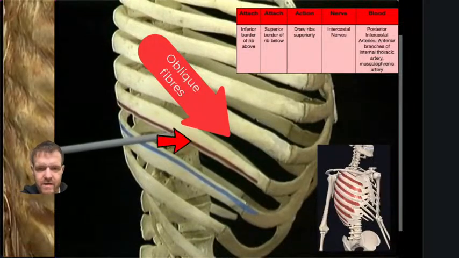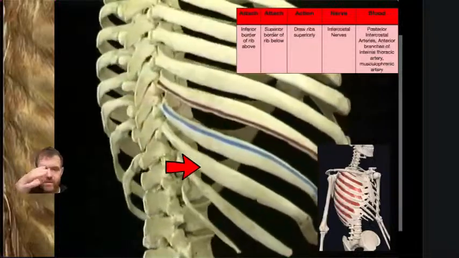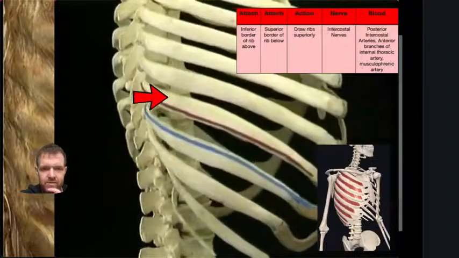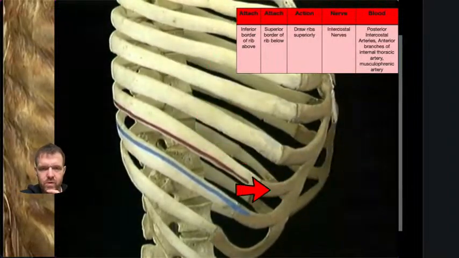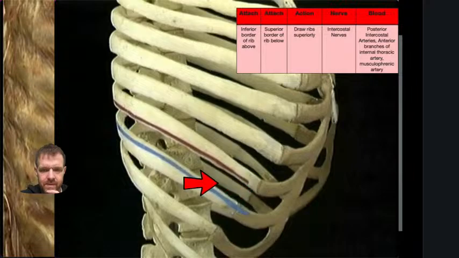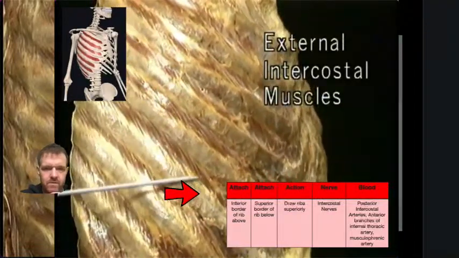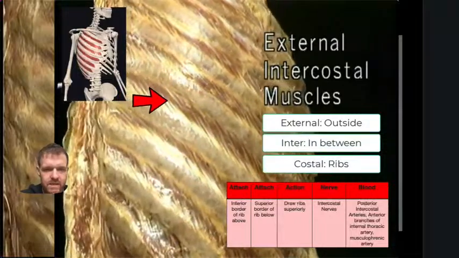We've got oblique fibres. That's why we get the movement we do of the rib cage, because of the orientation of the fibres, and they attach from the rib tubercles all the way down just before the costal cartilage spaces. So we'll have a look at that again. There's a rib, there's your intercostals in between.